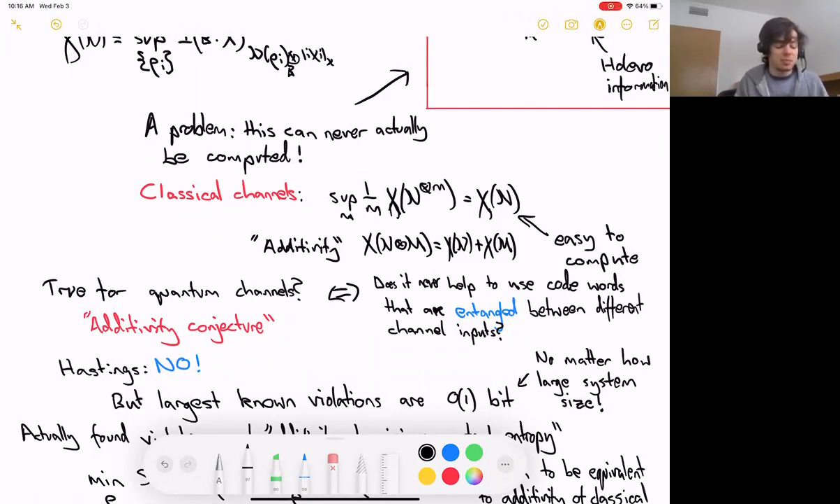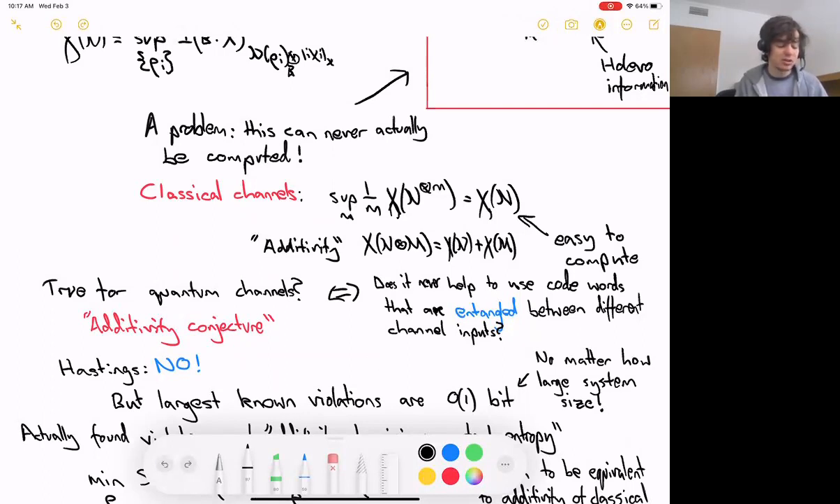And more than that, it would be telling us something about the optimal way to send classical information through a quantum channel, which is that it doesn't help to use code words rho i that entangle between different inputs to the channel, right? If I'm using this channel lots and lots of times, as long as I'm only sending classical information through it, then I might as well just send uncorrelated quantum states through it. It doesn't help me to use rho i's that are maybe like a Bell pair between two different uses of the channel. Okay, so that wouldn't help if this thing was additive.